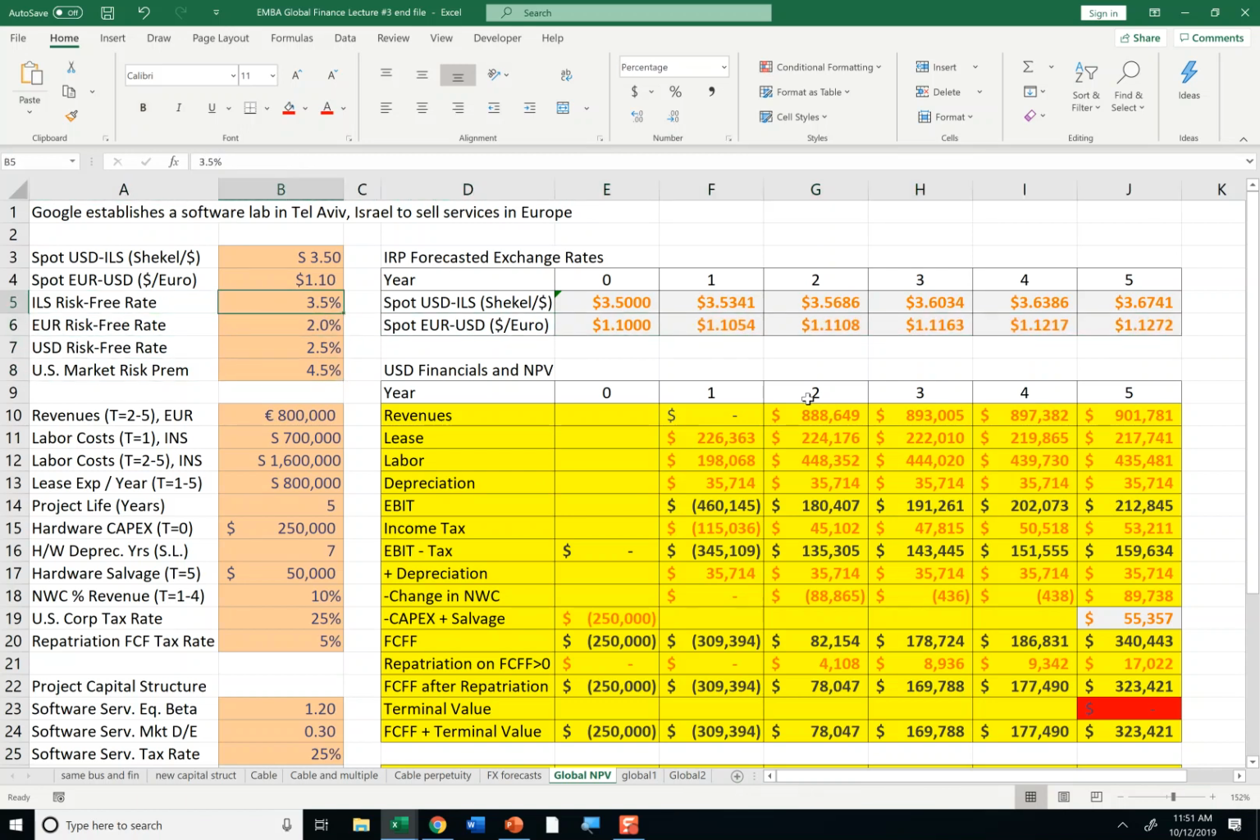Israel has the highest inflation. They're going to devalue, right? So this is the shekel price of $1. So the dollar is appreciating. That makes sense. The shekel's gone from 1/3.5 to 1/3.53. It's depreciating. That's how I'd check it.